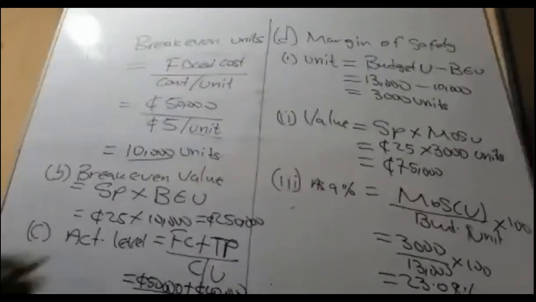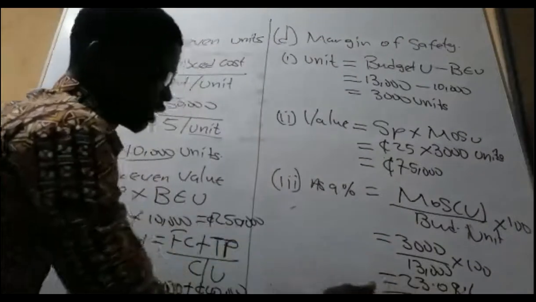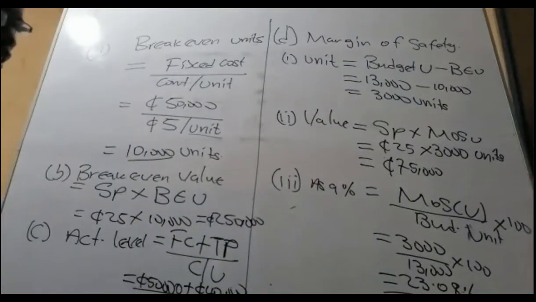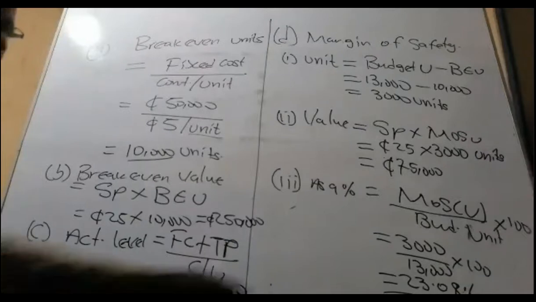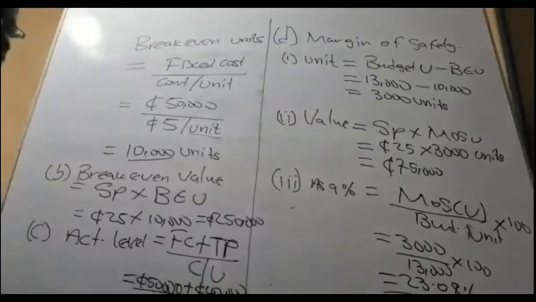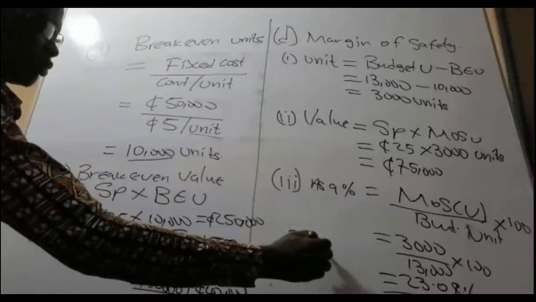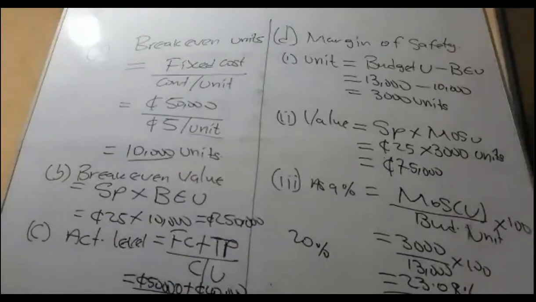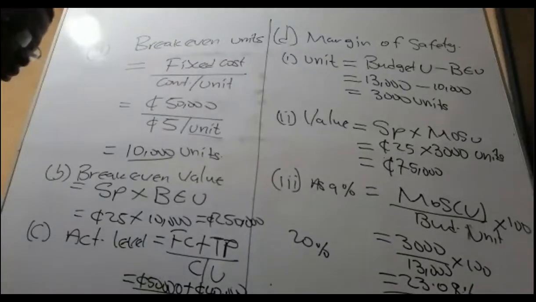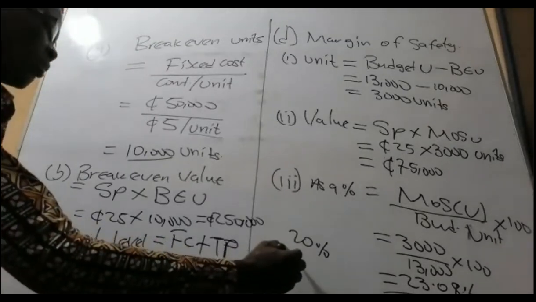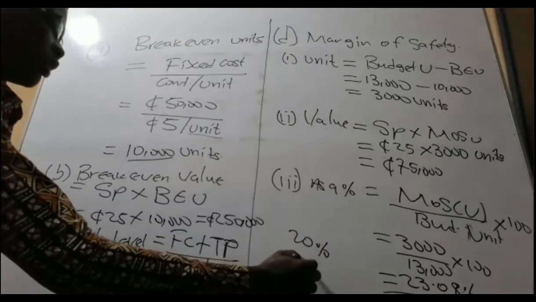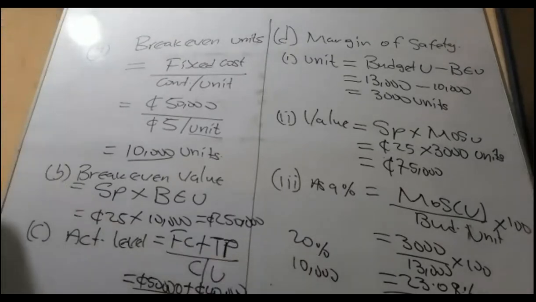Now this margin of safety, this percentage, let me ask this question. Now, assuming the margin of safety is, let's say, 20%, and the budgeted units are, let's say, 10,000. What is the break-even unit? You can work on this for me. I'll be getting a question.